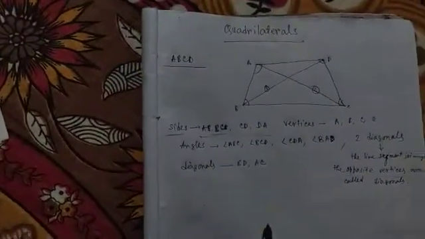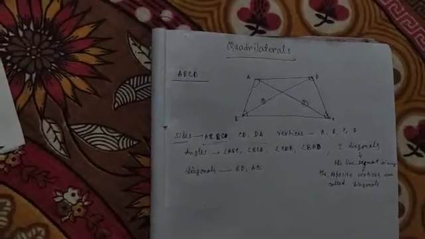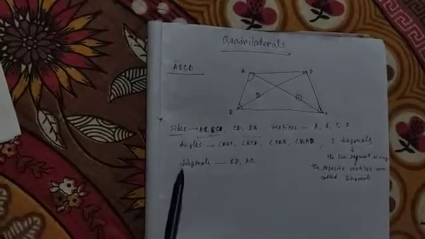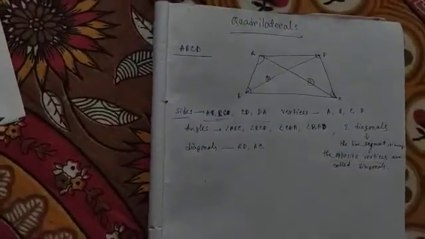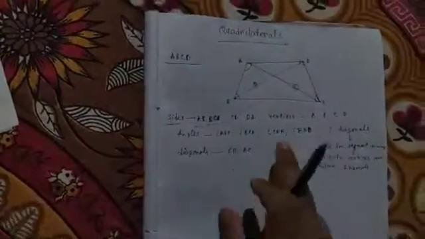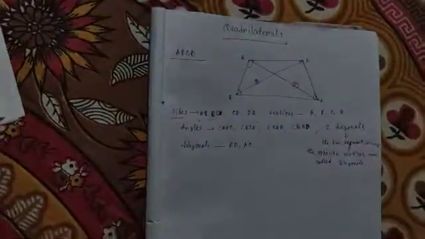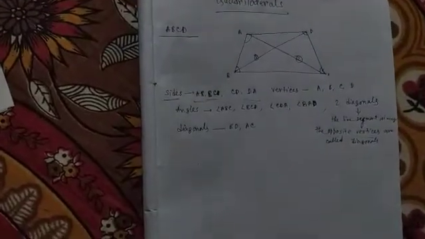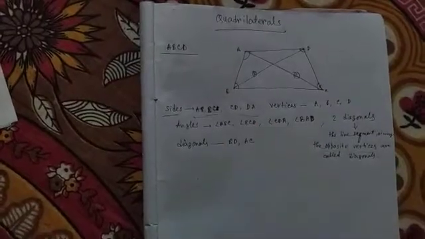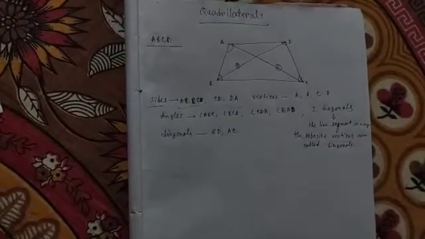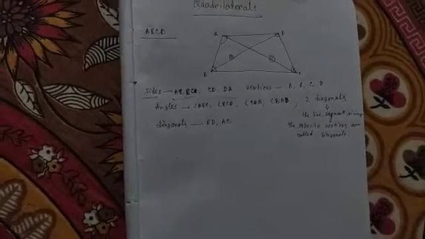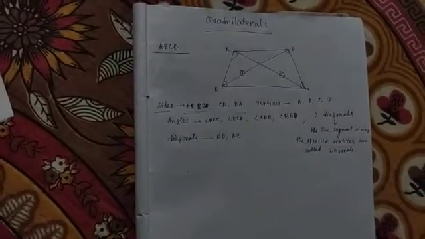So a quadrilateral has four sides, four vertices, four angles, and two diagonals, BD and AC. A diagonal is the line segment joining the opposite vertices, not the adjacent vertices. I think now you have some idea about the quadrilateral. Now come to the types. Here we will only discuss two types of quadrilaterals.